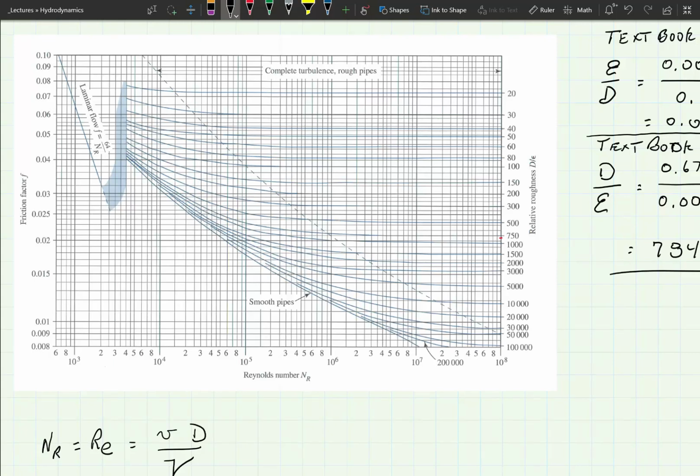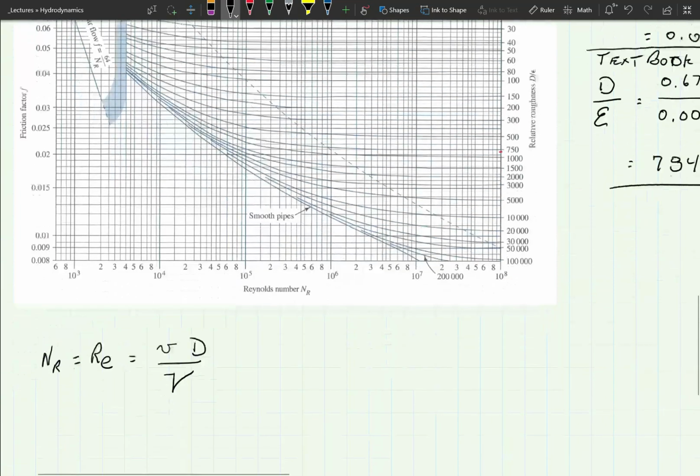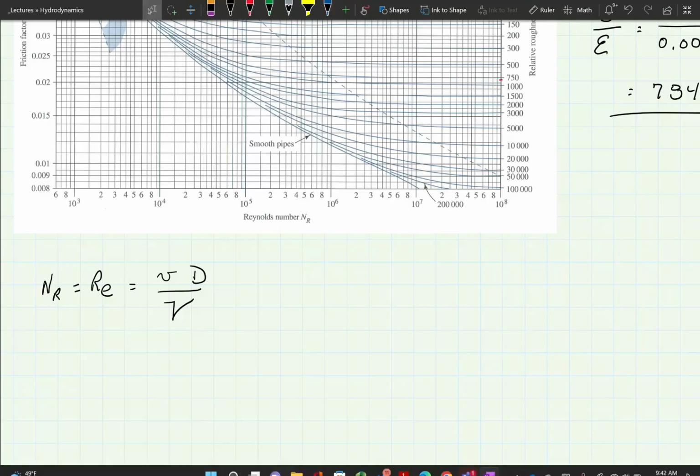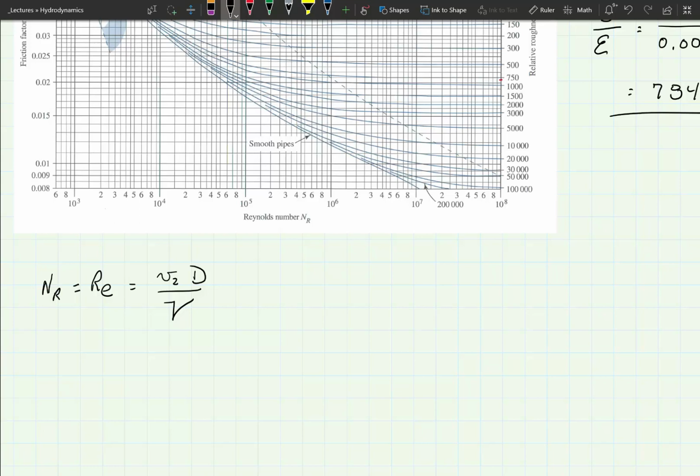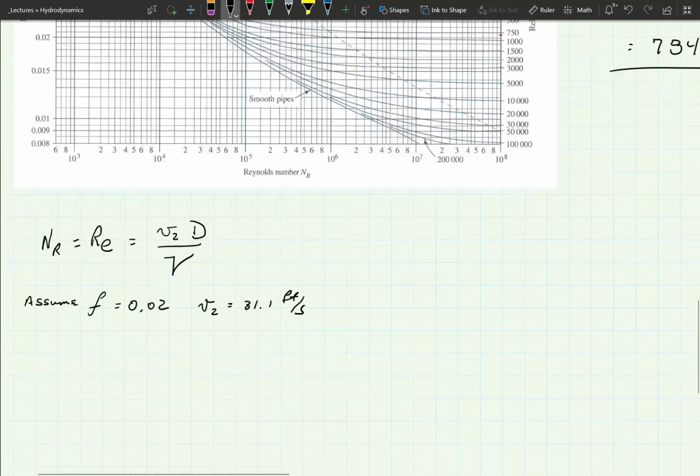Make sense? Okay, so using that, we're able to then put in a V2 here that is the first assumption. So assume f to be 0.02 such that velocity 2 is 31.1 feet per second.